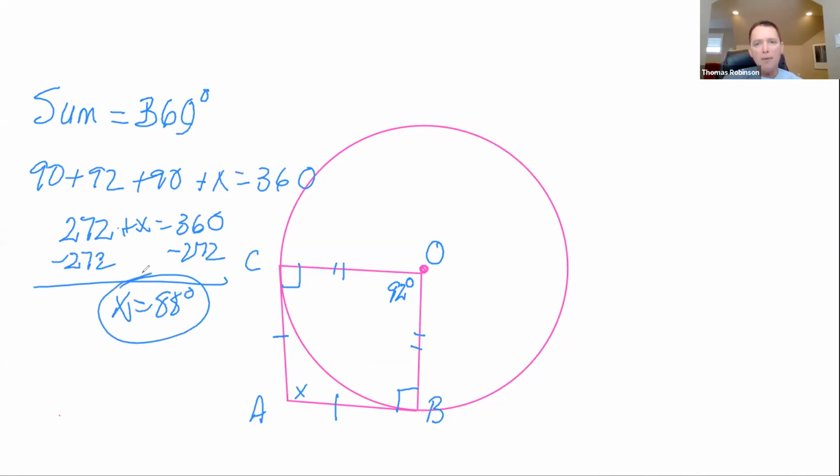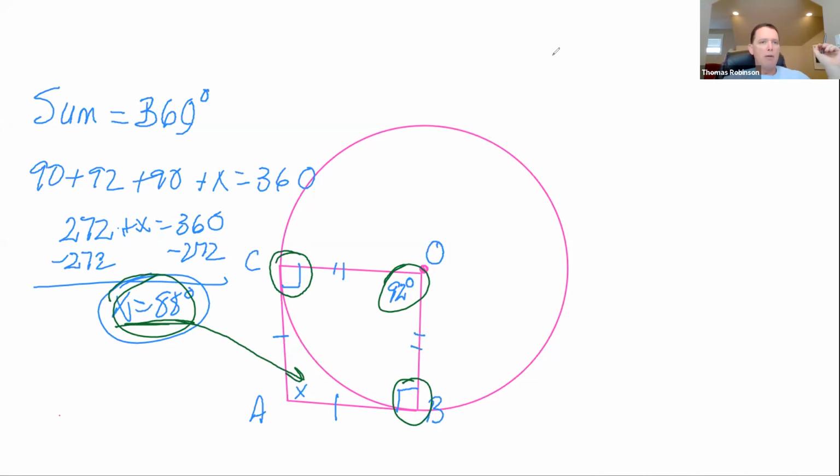Or what you could have done, and some of you probably did this already, is you realize, wait a minute, if this is a 90 and that's a 90, that makes 180. So the other two have to also make 180. That's what's left. If that's 92, that's a little bit over the 90 that would cut it in half. So this one's going to be a little bit under, at 88 degrees.